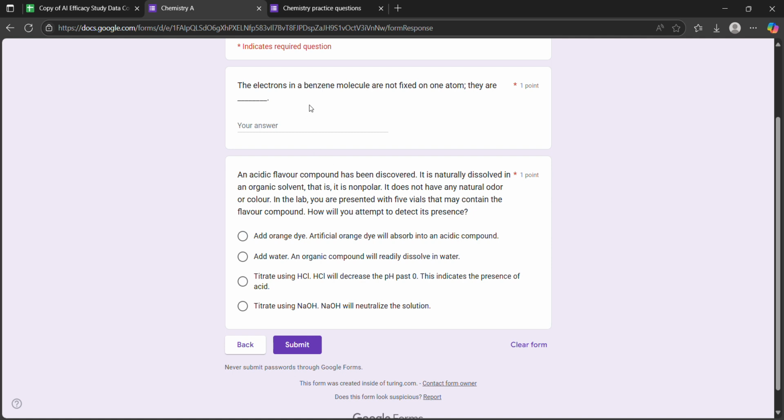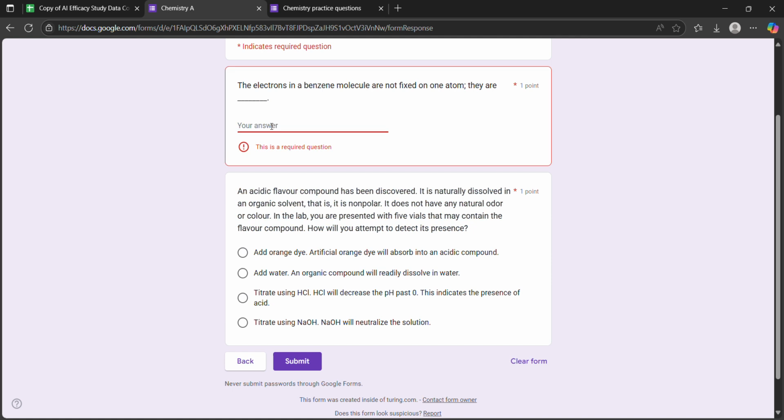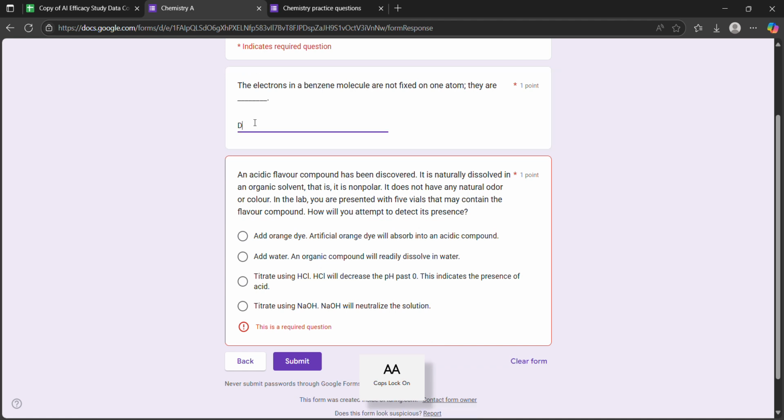The electrons in a benzene molecule are not fixed on one atom. I think they are delocalized. That is why they continuously move in the structure of the benzene and are able to perform chemical reactions, as per my knowledge.